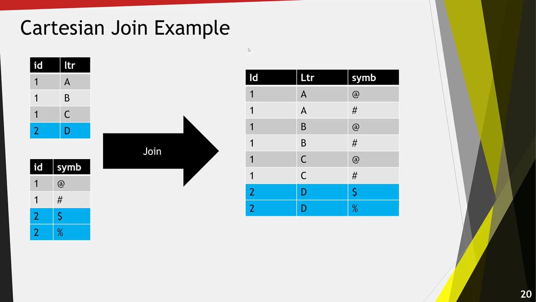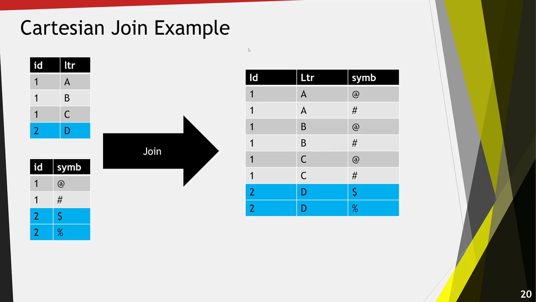Finally, it would move on to the last observation in the first table. The ID here is 2. It would match that to observations with ID value 2 in the second table. So you get 2D and the $ sign, then 2D and the % sign. There are no additional values of the ID variable in the second table. So regardless of the join type, this is where the join would end.